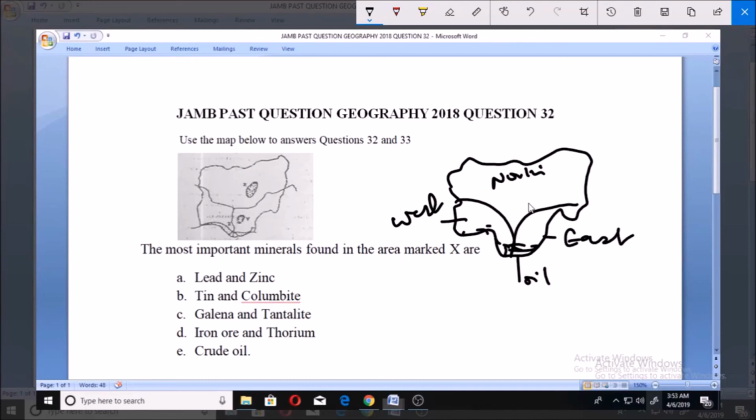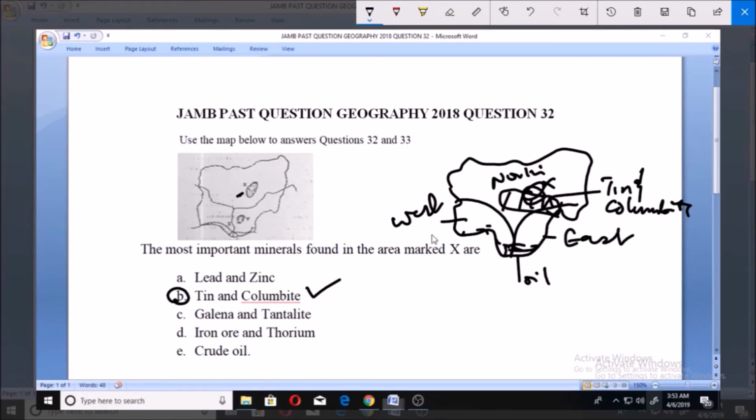Now in this region where we have Nasarawa and Plateau, we know that this region is mostly where we have tin and columbite. That is the region of tin and columbite. And here we can see X is within that region. This is where our X is. So the minerals that are predominant in this area are tin and columbite, and that is why B should be the right option as the answer.